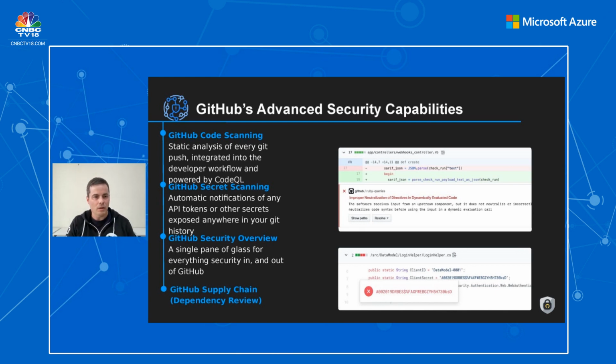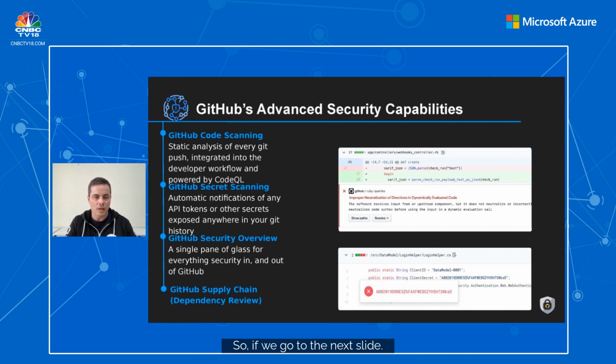In addition to that, we have GitHub supply chain dependency review. So this is two components. We have a dependency graph and we have Dependabot, which automates how to deal with security alerts that are raised against dependencies. Now, this is not technically a part of the GitHub Advanced Security product set, but it is included within GitHub Enterprise and is definitely part of your overall software security posture.